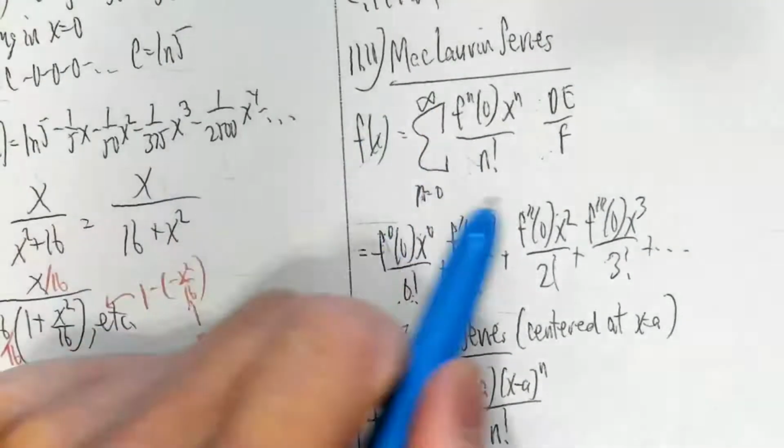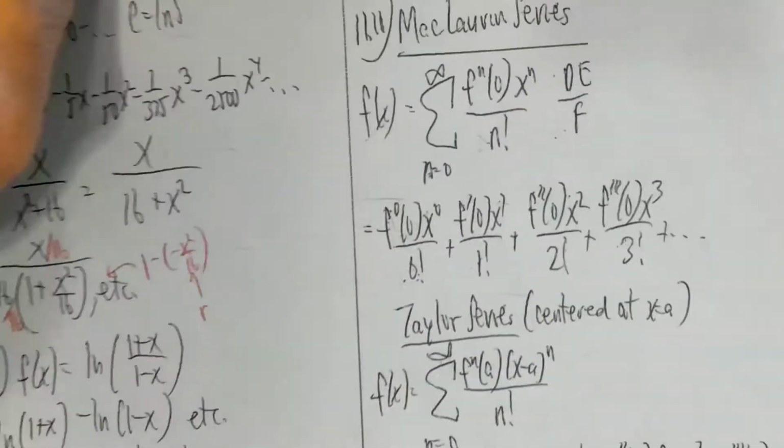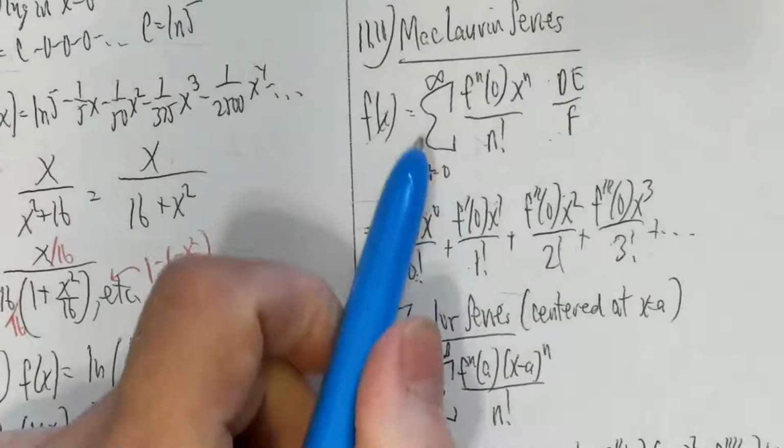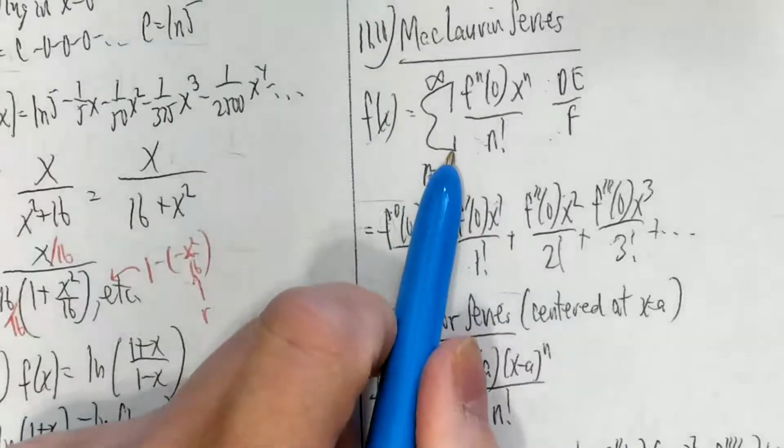You can put this on your cheat sheet. Now, for a Taylor series, it's harder. Most of the time, we'll be doing Maclaurin series, which means we're centered at 0. It's the nicest case scenario.